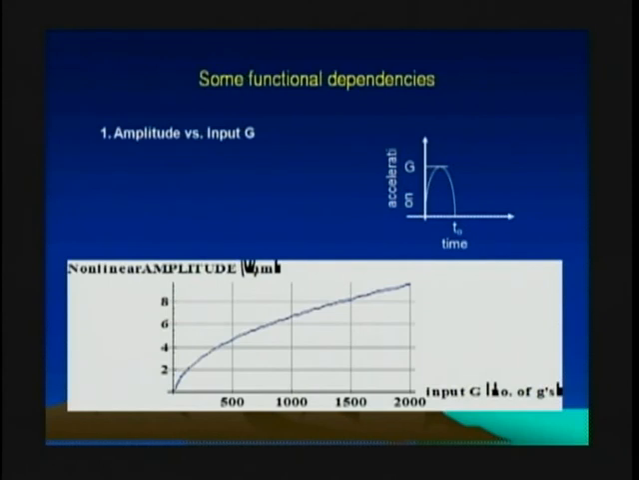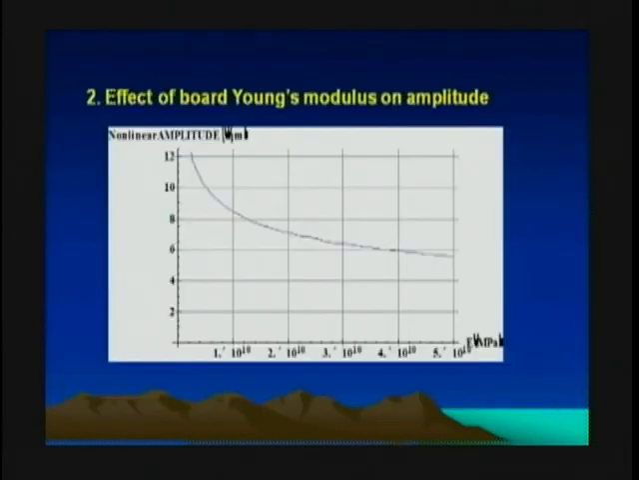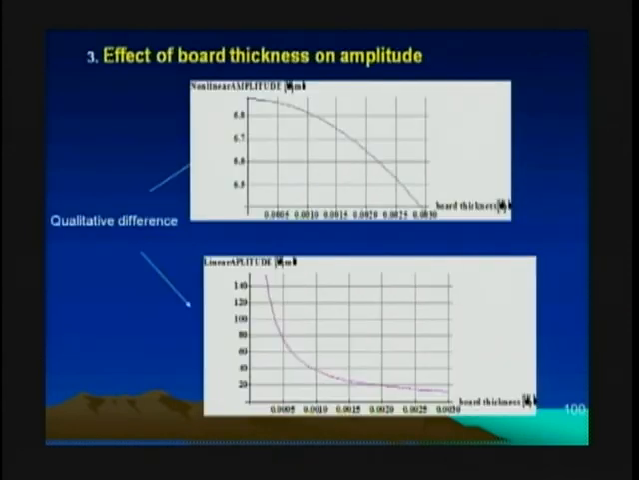Some functional dependencies that Dr. Vojošević played with for nonlinear amplitudes, how it's dependent on the number of G's. And here's also how affected about Young's modulus and the amplitude. And an interesting thing, take a look, that the board's Young's modulus, effect of board thickness and the amplitude, is a qualitative difference between how it affects, not only quantitative, it's clear, but also qualitative difference how the board thickness affects linear, nonlinear amplitudes. For linear amplitudes, it's a lower plot.